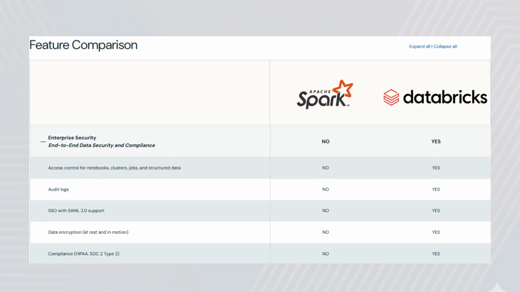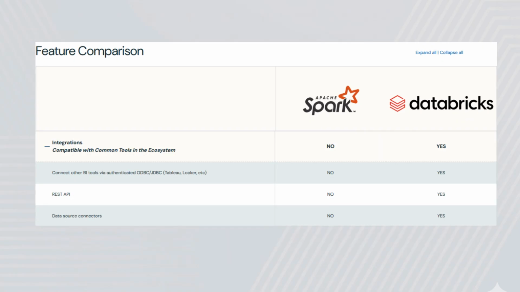Databricks also delivers a complete out-of-the-box security framework. You get centralized controls, encryption, auditing, and compliance without any DIY work. By contrast, standalone Spark provides no built-in security features. You need to assemble and maintain each layer yourself.